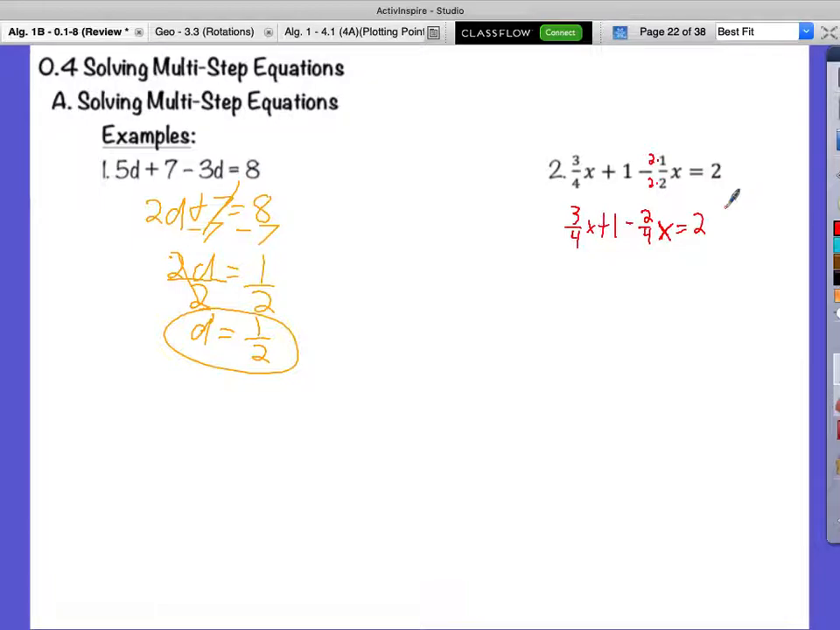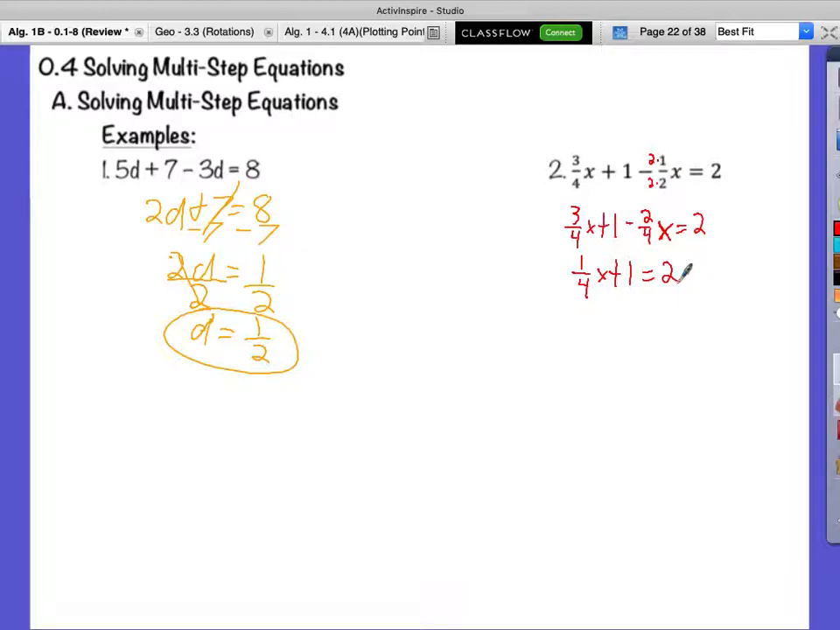So now we combine those like terms and see here how many x's do we end up having? 1/4 x plus 1 equals 2, because 3/4 minus 2/4 is 1/4. We can't forget there's a minus sign there. So 3 minus 2 is 1. We keep the denominator. We just got common denominators. You don't need common denominators to multiply fractions.